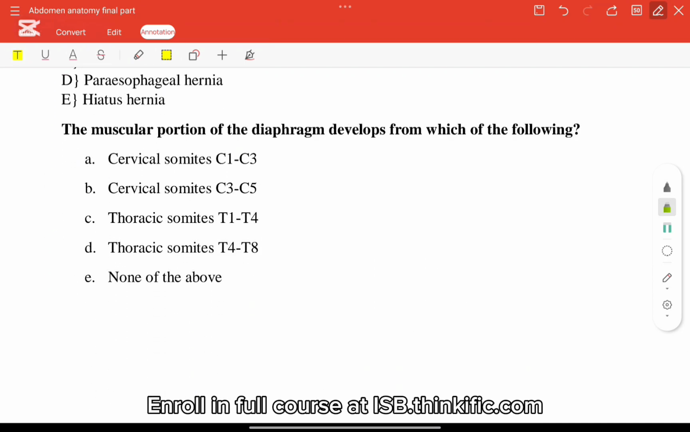Let's see a last example. The muscular portion of the diaphragm develops from which of the following? Cervical somites C1 to C3, cervical somites C3 to C4, right? It is in the cervical somites from C3 to C4.